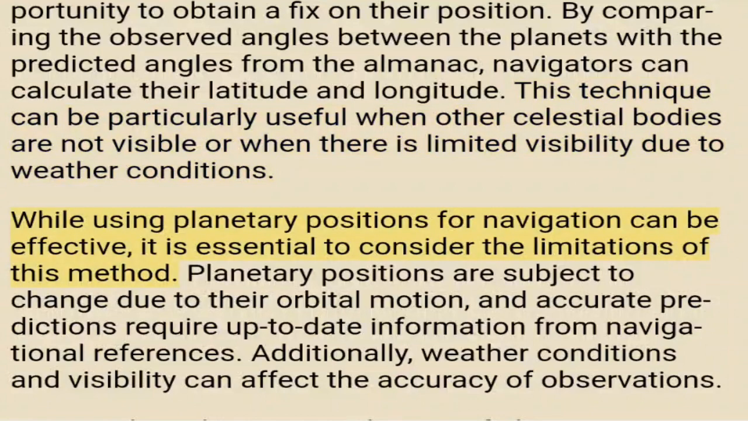While using planetary positions for navigation can be effective, it is essential to consider the limitations of this method. Planetary positions are subject to change due to their orbital motion, and accurate predictions require up-to-date information from navigational references. Additionally, weather conditions and visibility can affect the accuracy of observations.